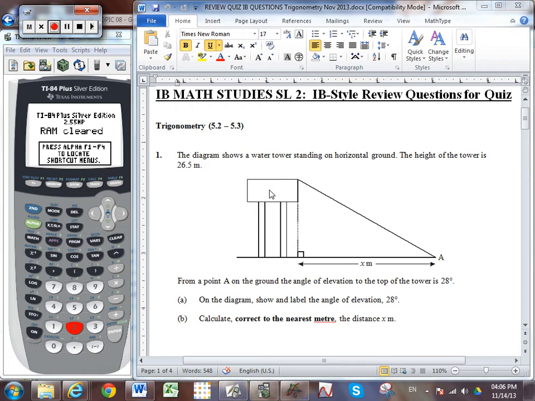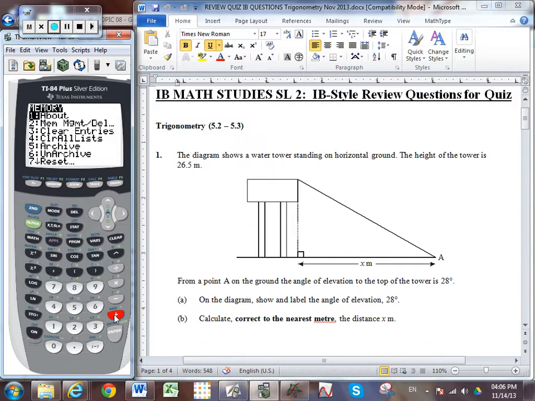Alright, we're going to do some review on trigonometry, and you'll see that I've already cleared the RAM on my calculator as if I'm just starting a quiz or a test. So the very first thing that you need to do is second plus, that's to clear it. Then go to the mode and go down to radian degrees.